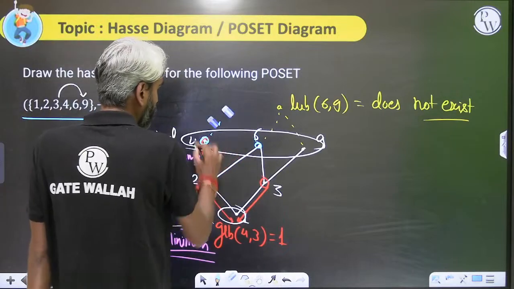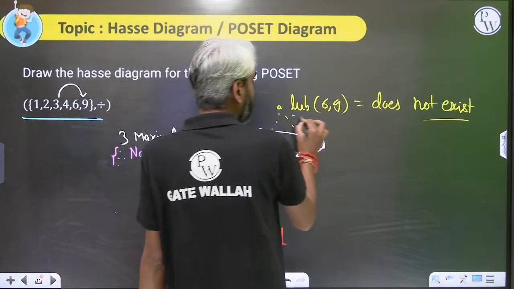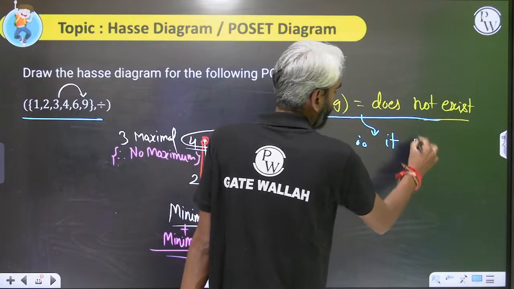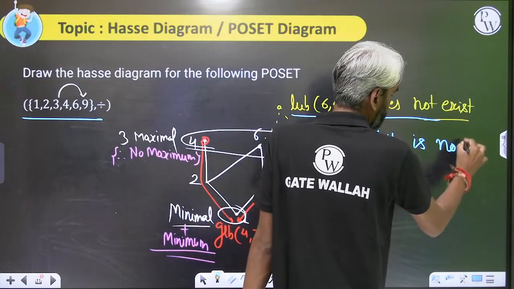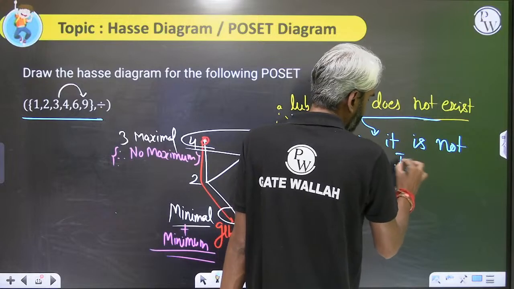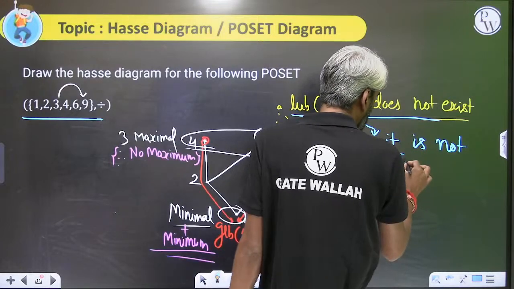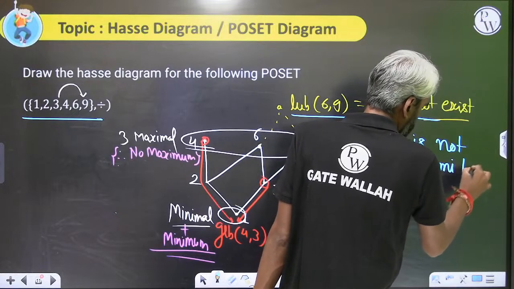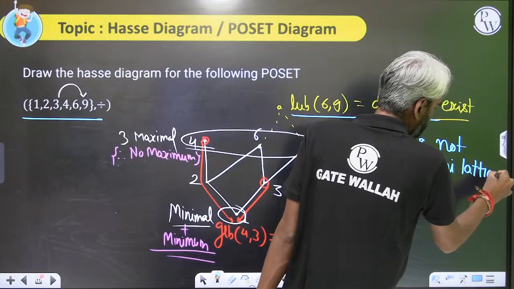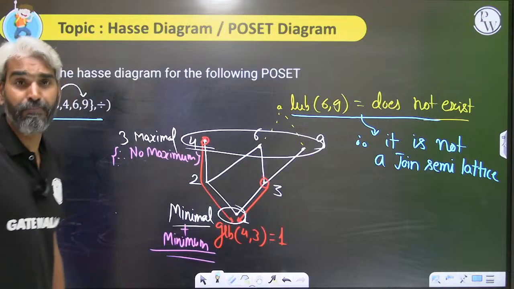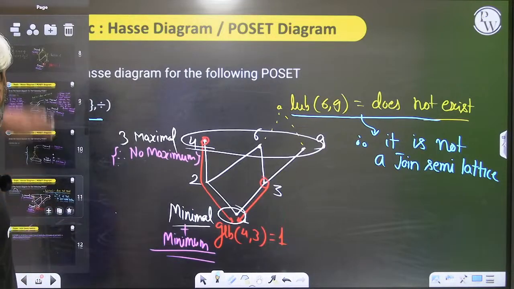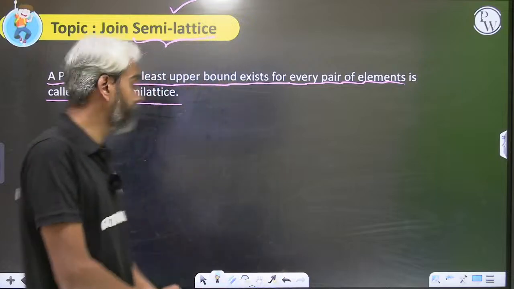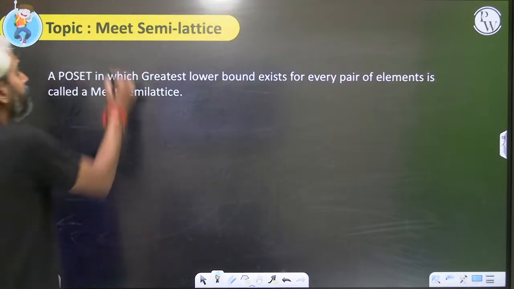So, can I say now? Go back to the same concept. Least upper bound of 6 and 9 does not exist. Therefore, it is not a join semi-lattice. I'm just saying not a join semi-lattice. I don't know whether it is a meet semi-lattice or not. It's not a join semi-lattice, because in a join semi-lattice, least upper bound should exist for every pair of elements. So if there is any pair for which the least upper bound does not exist, it will not be a join semi-lattice. Next one is the meet semi-lattice.